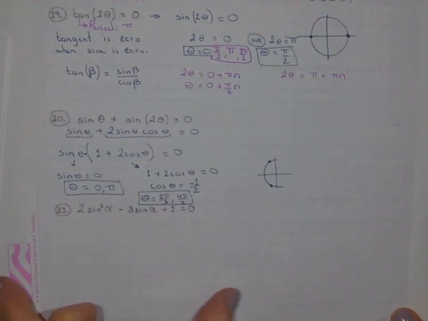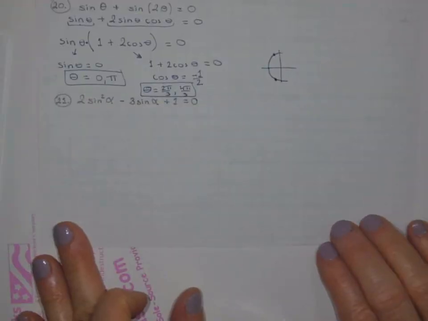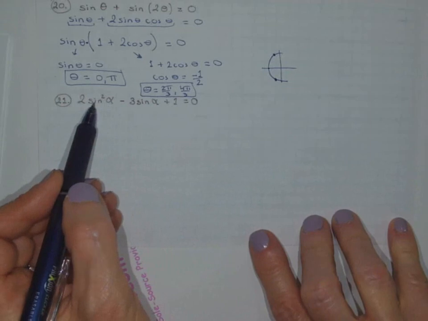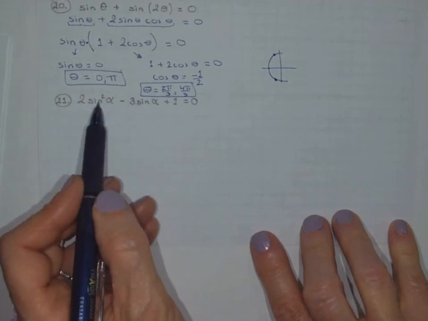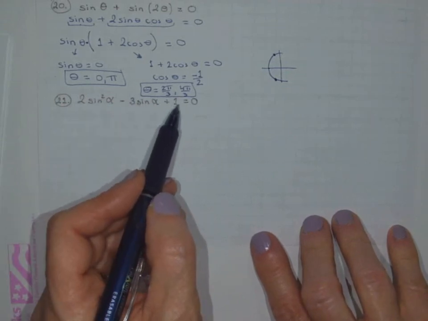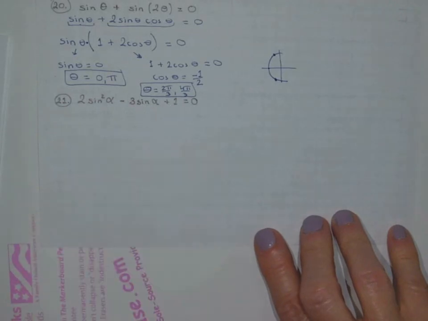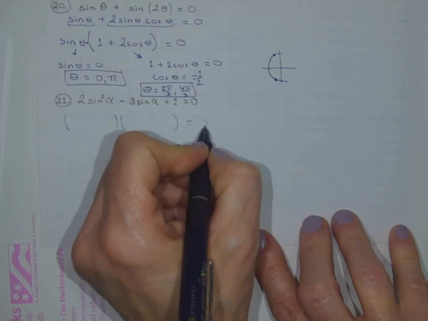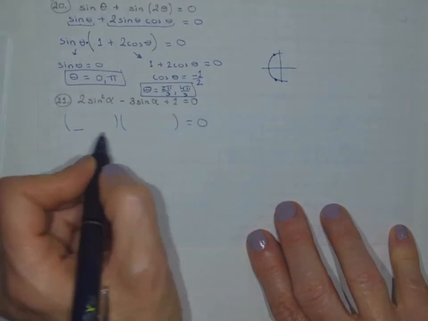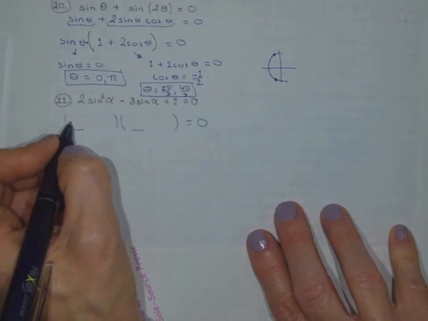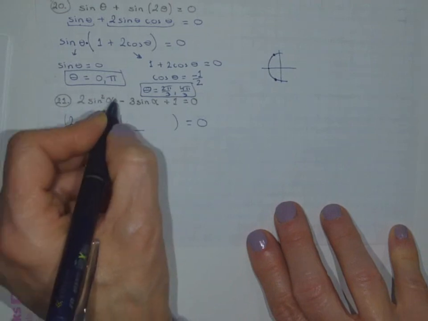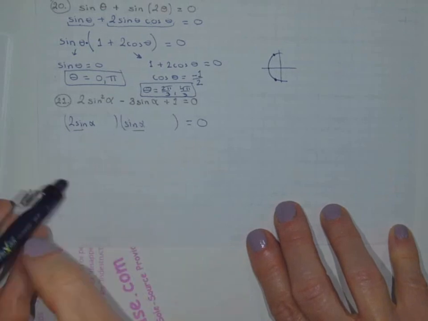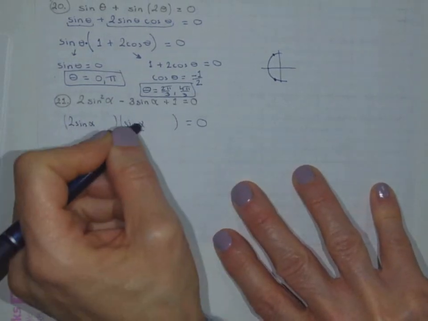Okay? 21. Okay, so I see 3 terms. I see one is quadratic, right? One is just the same trig function, but not quadratic, and then just a constant. My first thought right away is factoring, right there, factoring. Okay, so what can I multiply here and here to give me that 2 sine squared? Well, 2 sine alpha, and then a sine alpha, right? Multiply those two together, you will get your 2 sine squared.